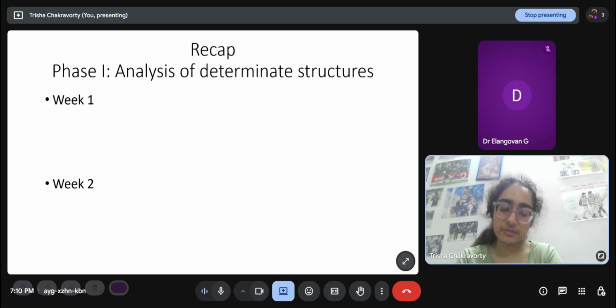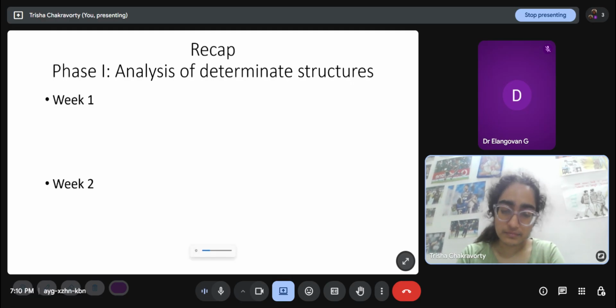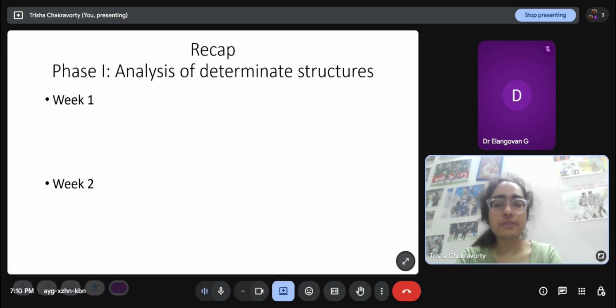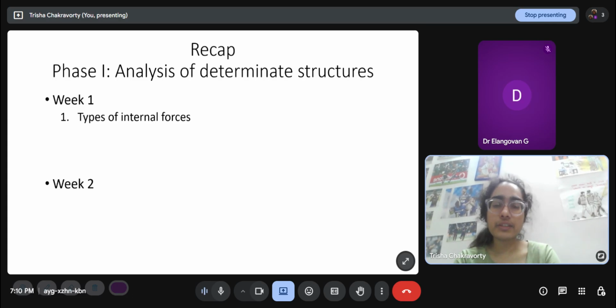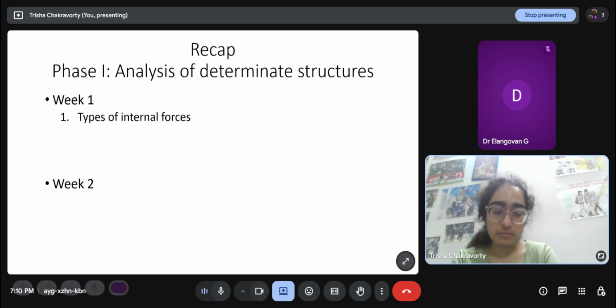I'll start with a brief recap of the previous 8 weeks. The first phase, consisting of the first 6 weeks, was about analysis of determinate structures. In week one, we looked at the types of internal forces, which are of four categories: bending moment, shear force, axial force, and torsional moment.